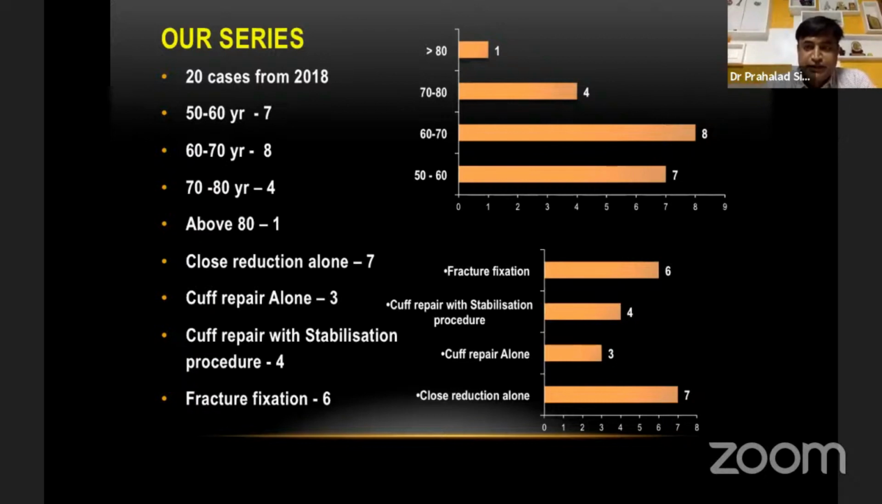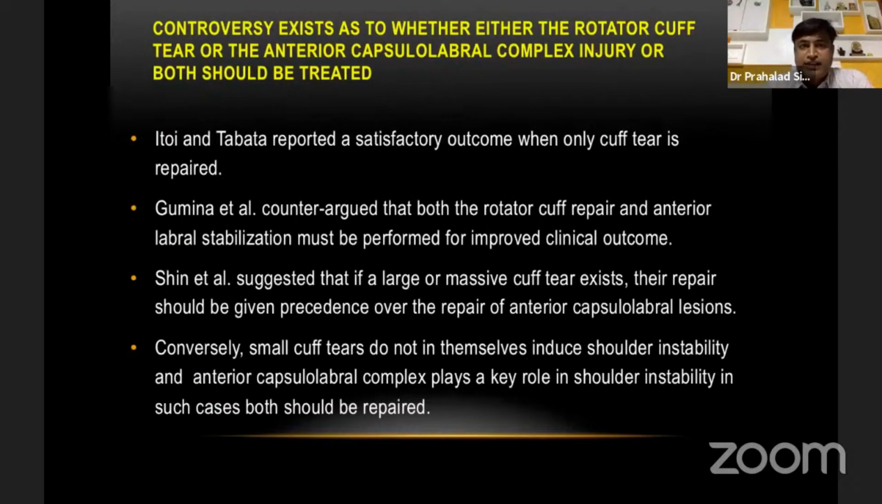So the controversy exists as to whether cuff repair alone is sufficient or whether to do a stabilizing procedure or labral repair. Itoi and Tabata et al. have shown that cuff repair alone is sufficient, but Gumina et al. counter-argued that an anterior stabilizing procedure was definitely needed in certain cases and it improved the clinical outcome.